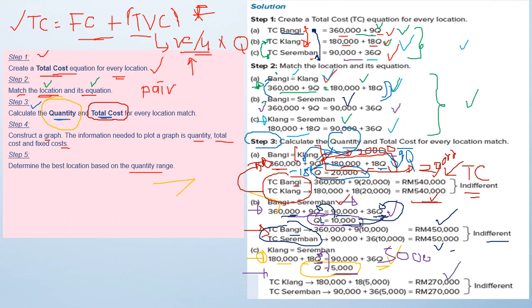And for Seremban, we replace Q here with 5,000. So 90,000 plus 36 times 5,000, you will get 270,000 ringgit, the total cost for Seremban. So Kelang and Seremban, when these two locations produce 5,000 units of products, they will incur the same total cost, that is 270,000 ringgit. That is called indifferent.